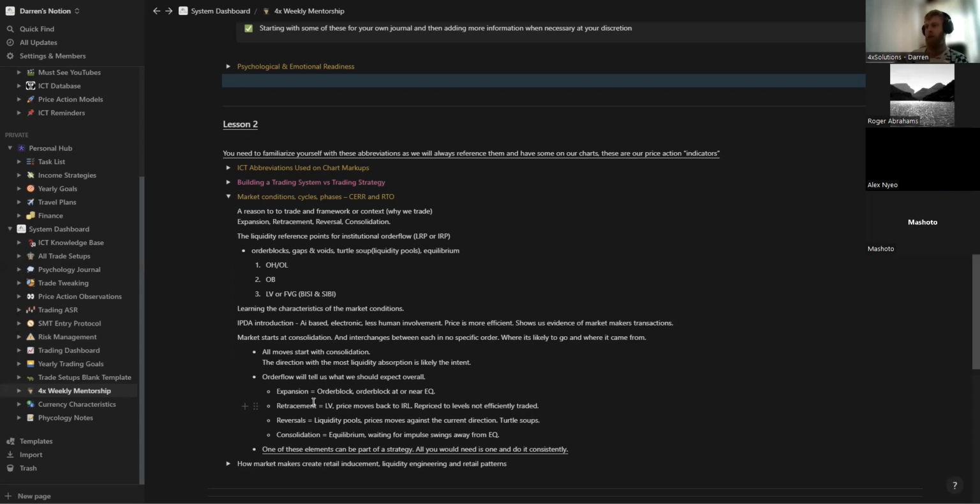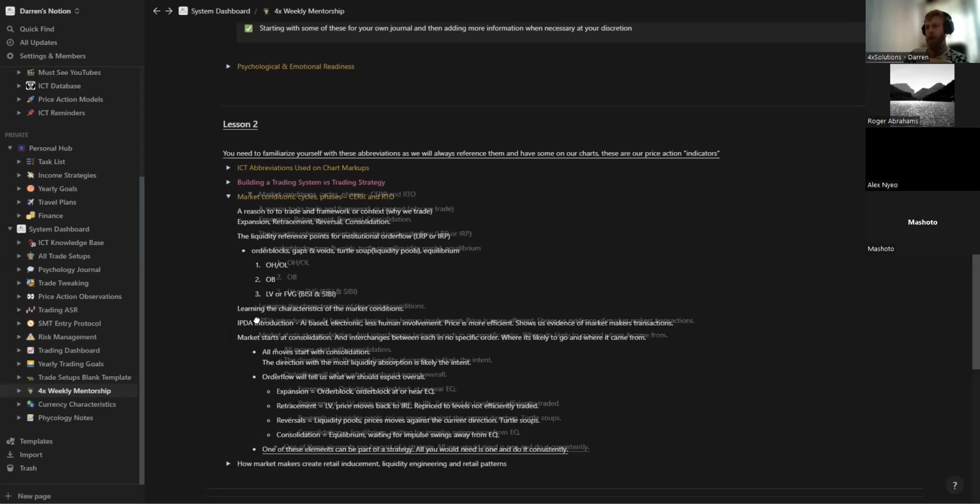The algorithm being the IPDA, which stands for the Interbank Price Delivery Algorithm, which is this little guy over here. That is the nickname or the name attached to what ICT, Michael Huddleston, calls the algorithm. It could be called something else entirely. Maybe he developed it, maybe someone else did, but he nicknamed it the IPDA, and that's what we learn it as.